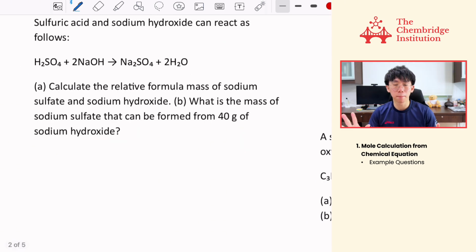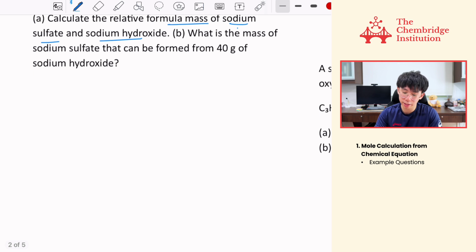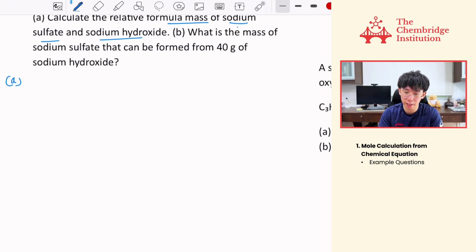Alright, so let's take a look at one more example. Sulfuric acid and sodium hydroxide can react as follows. They give you an equation very nicely, and it looks balanced as well. Calculate the relative formula mass of sodium sulfate and sodium hydroxide first. This doesn't really require the equation. For part A, they're asking you to find the MR of each of them, so let's just calculate it from scratch.